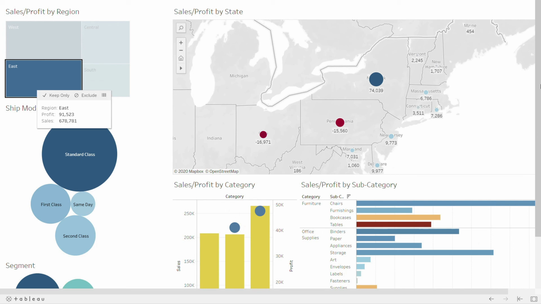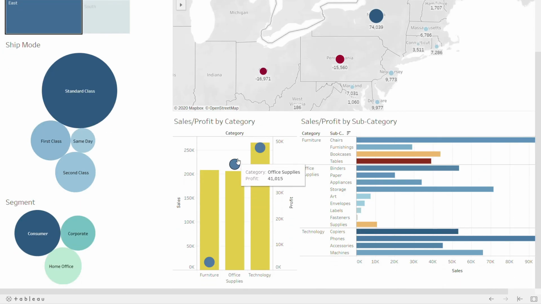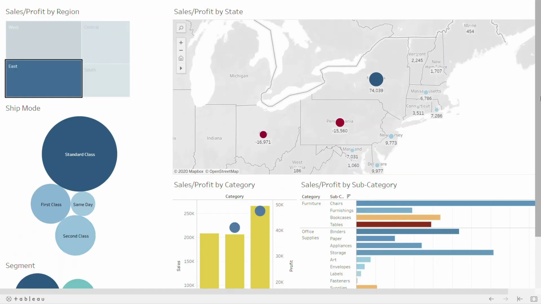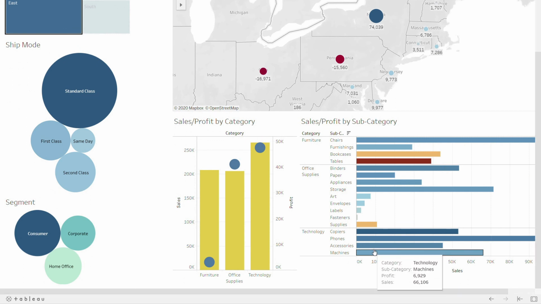Now for the east region, we can see that office supplies is performing good and technology is performing good as well. Only supplies is giving us loss in office supplies, whereas in furniture, tables and bookcases are both giving us loss. One thing to notice here is that technology is performing overall good. Even the machine subcategory is giving us profit in the east region. So if machines is performing well in the east region and not in the other three regions, what we might do is restrict our machine business to the east region only.